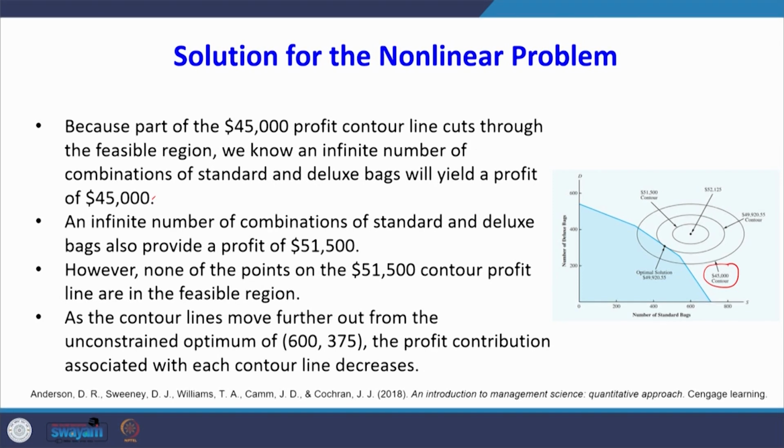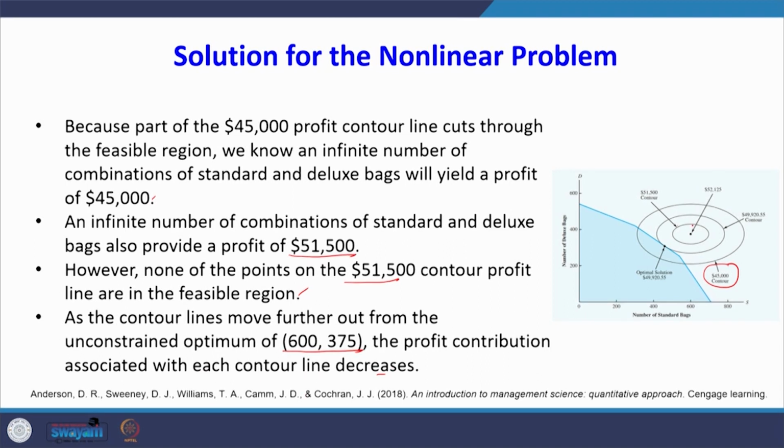Similarly, an infinite number of combinations of standard and deluxe bags also provide a profit of 51,500. However, none of the points on the 51,500 contour line are in the feasible region. It goes beyond the feasible region, as the contour line moves further out from the unconstrained optimum. This is the unconstrained optimum value. So, the profit contribution associated with each contour line decreases.